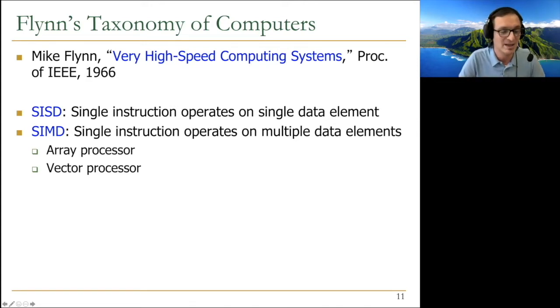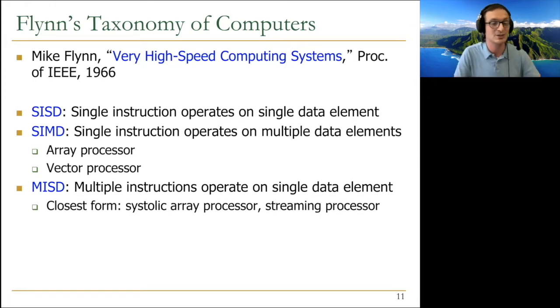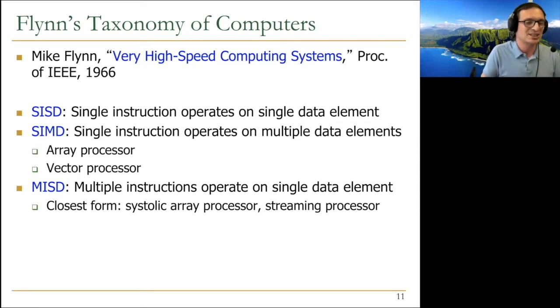There are also 2 other examples of this taxonomy. Clearly, you have instructions on the x-axis in one dimension and data in another dimension, and both of them can be single or multiple. As a result, you have 4 possible different types of computers. MISD is an interesting one. Multiple instructions operate on a single data element. This is an interesting one because the closest form is something that we have seen earlier, actually, which is a systolic array processor. Essentially, multiple instructions actually is a stretch because systolic arrays normally don't necessarily have instructions, they have operations.